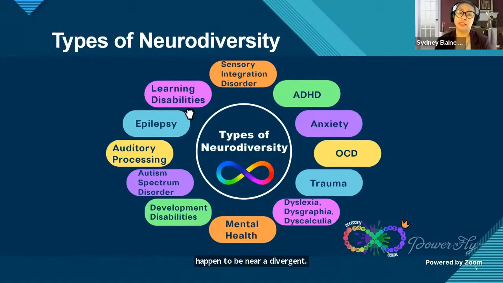Developmental disabilities, ASD, so autism spectrum disorder or autism, auditory processing, epilepsy, and learning disabilities. These are all types of neurodiversity, and there's so much more than I included here, and understanding that neurodiversity looks different to everyone.